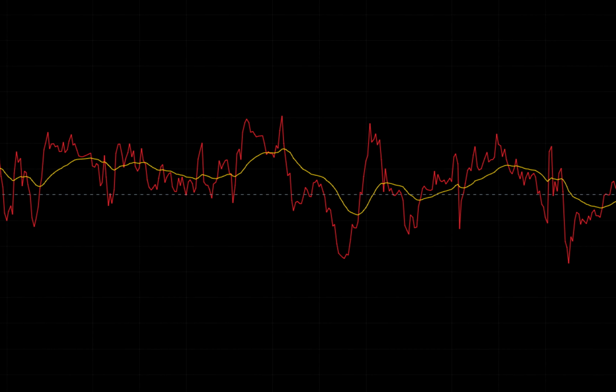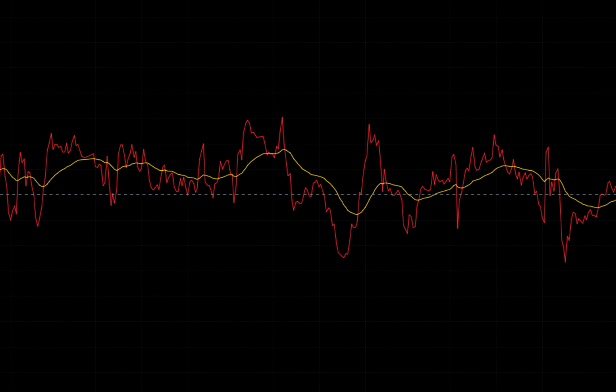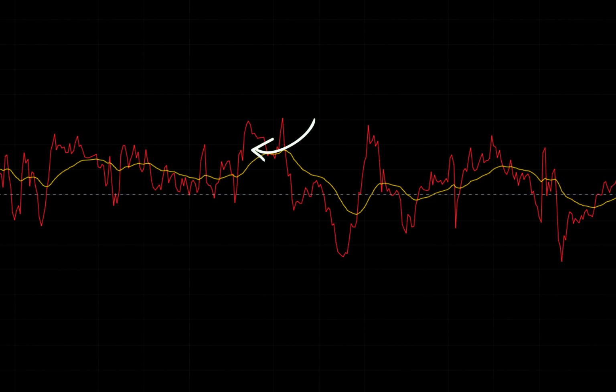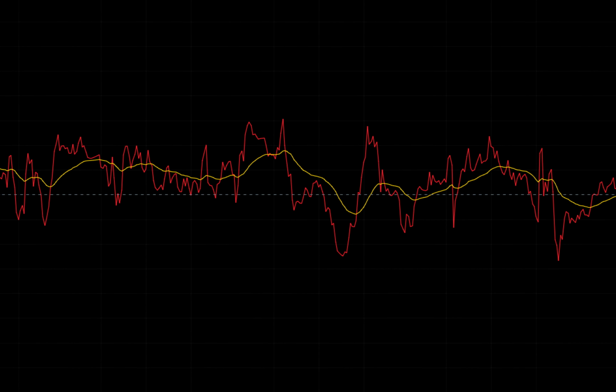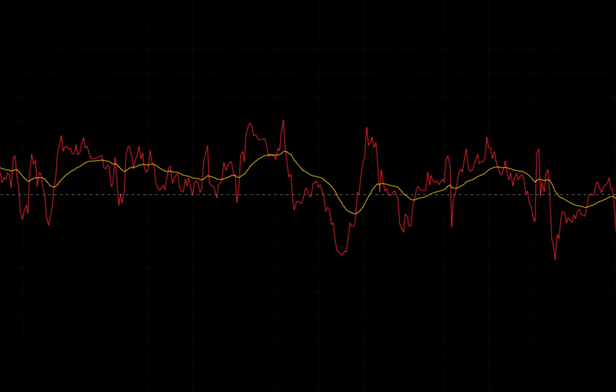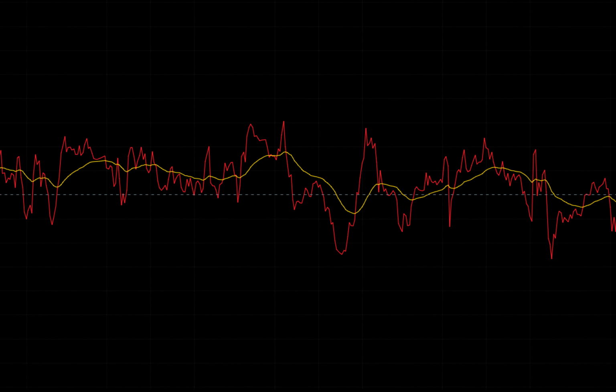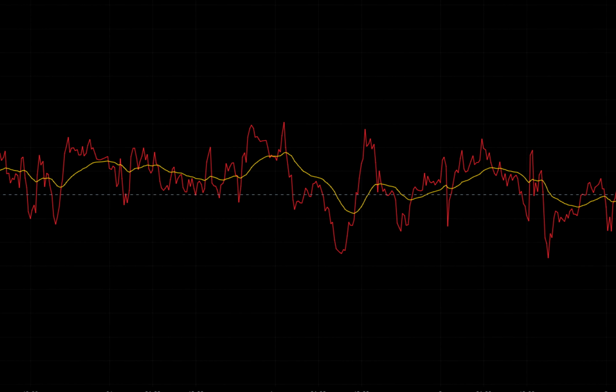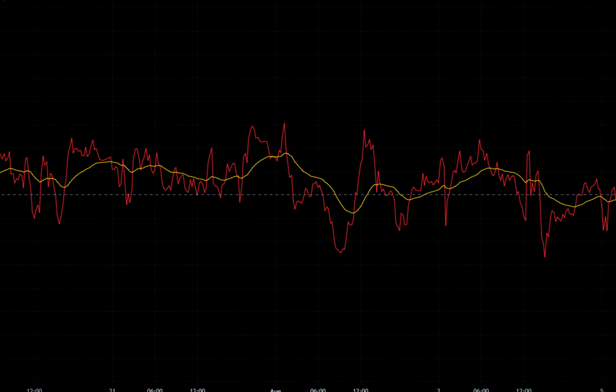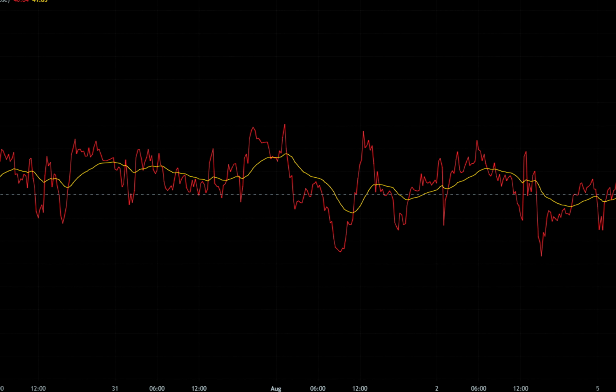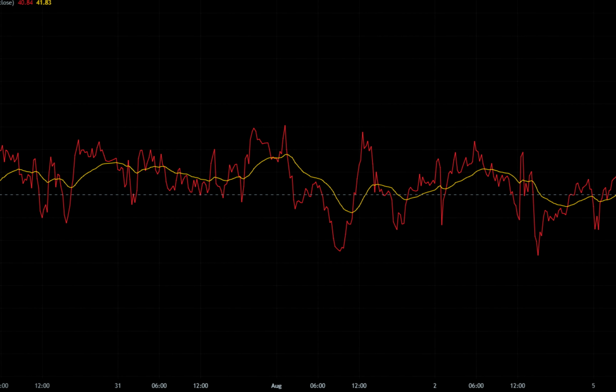If the RSI line is above the middle band and the 34 EMA, it indicates a bullish trend. Focus on buy orders. If the RSI line is below the middle band and the 34 EMA, it indicates a bearish trend. Focus on sell orders.